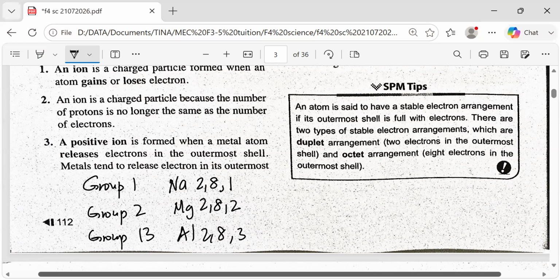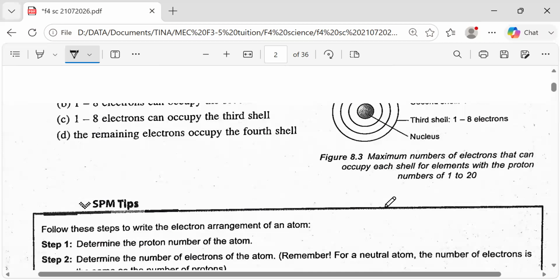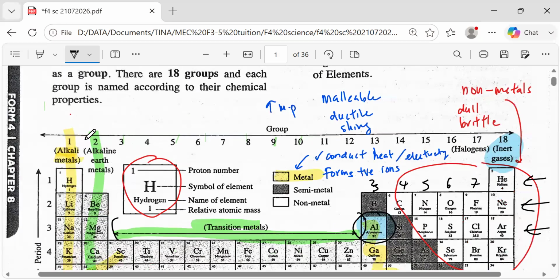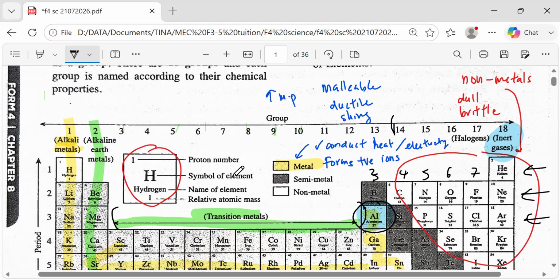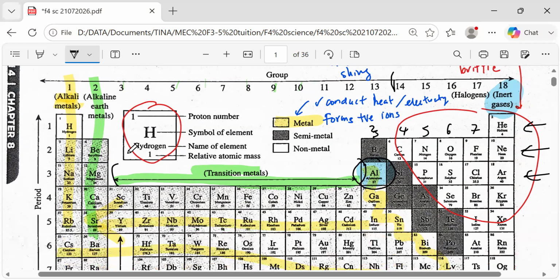13 is also metal. 1, 2, all the way to here is metal. Here is non-metal: 4, 5, 6, 14, 15, 16, 17. Here only we start counting non-metal. So we're talking about group 1, group 2, group 13.